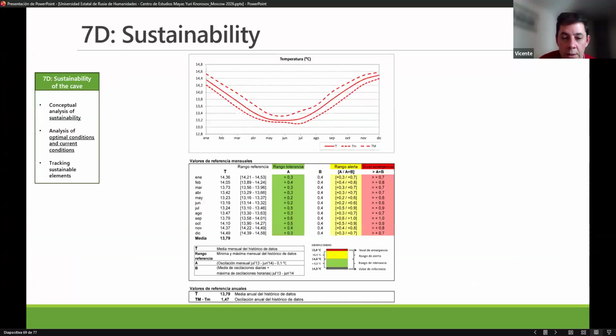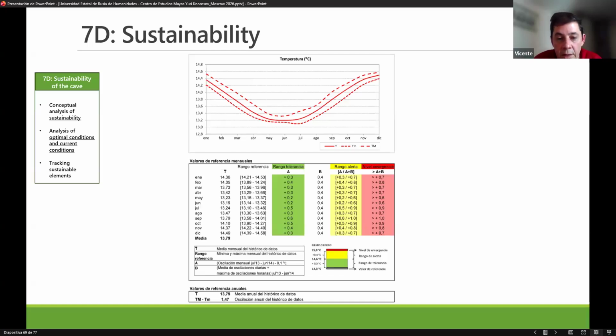So if we keep going, we will find the seventh dimension, that is sustainability. Basically, this is an analysis of all the data you have now, because this is always open to more data, to try to understand when the cave is sustainable or not, and to find the optimal conditions.